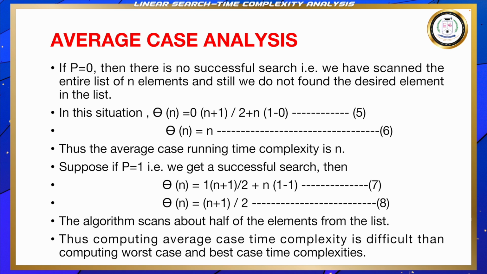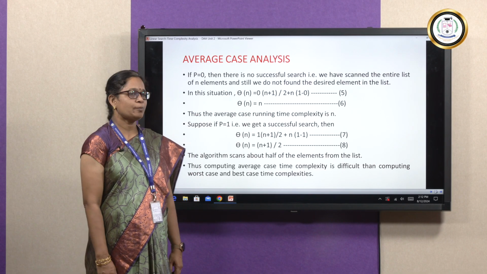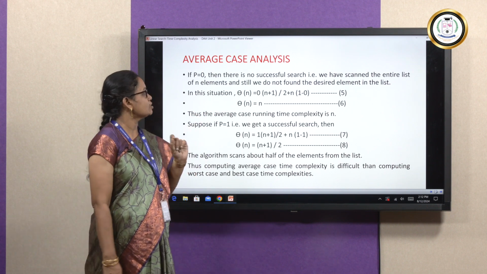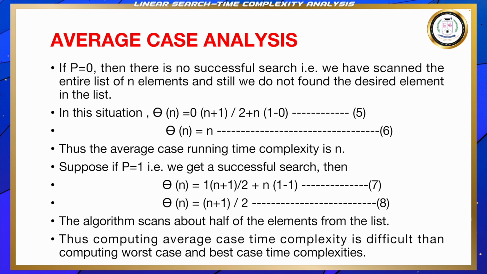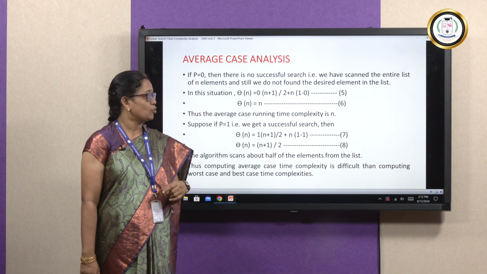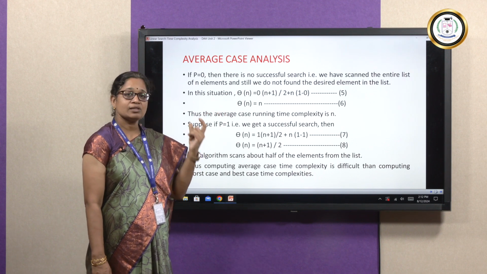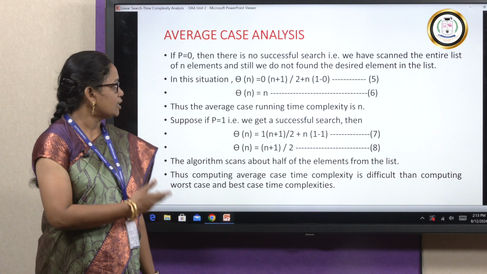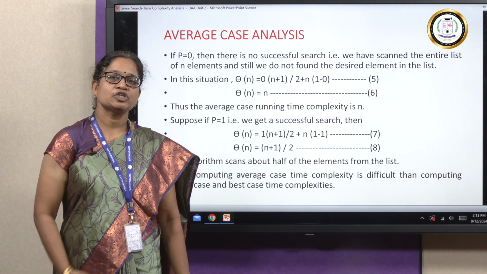Now you substitute p equal to 0. If there is no successful search, that is for an unsuccessful search, you substitute p equal to 0 in the general formula. Wherever p comes, you just substitute 0. So 0 into n plus 1 by 2 plus n into 1 minus 0. The first term becomes 0 and you get only the second term, that is n. So when you substitute p equal to 0 in the general formula, you get the final solution as theta of n equal to n.